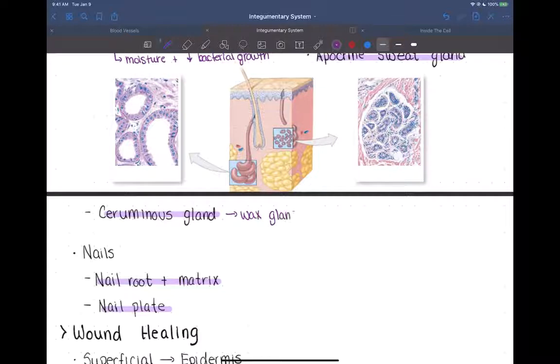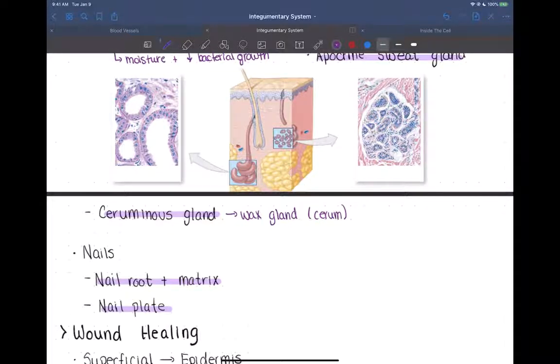All right, so it's a wax gland. Obviously we know that wax is called cerumen. That's why it's called a ceruminous gland. Okay, it's kind of like a sticky, waxy substance. It's located generally in your ear.